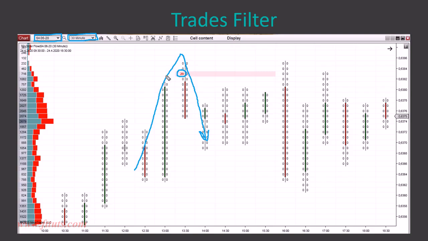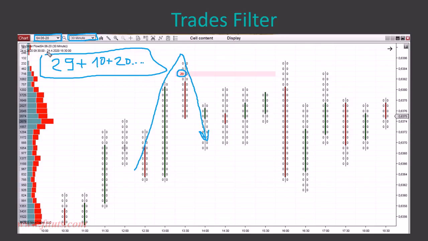Now let me repeat what I already said. It doesn't mean they entered with 29 contracts. What they could have done is enter with the iceberg order. So they, for example, entered 29 contracts, then they entered 10, then 20, and so on. And all this could happen, for example, within 1 or 5 minutes, all right? But we only see this number because of the trades filter.